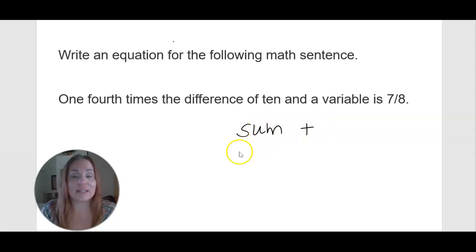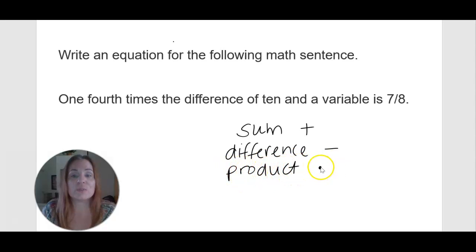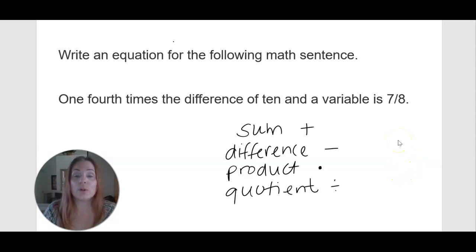Sum is add. Difference is subtract. Product is multiply, and quotient is divide. Okay, so those are 4 words that are going to come up quite a bit. So when you see those words, pay careful attention, kind of pause and connect it to its operation.